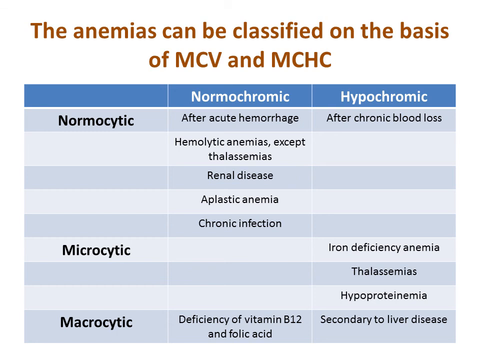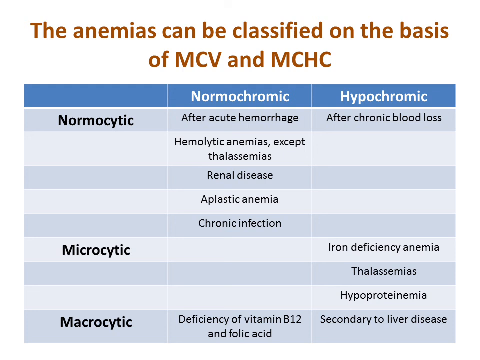When the MCHC value is within the normal limit and the anemia persists, then it is called normochromic anemia. When the MCHC value is below the normal range and the anemia persists, then it is called hypochromic anemia. Here are the examples of normocytic normochromic, normocytic hypochromic, microcytic hypochromic, macrocytic normochromic, and macrocytic hypochromic anemias.